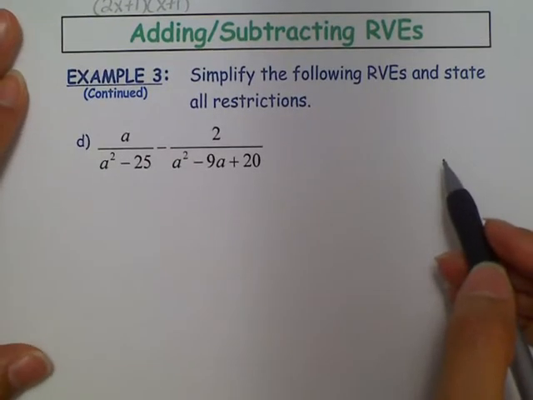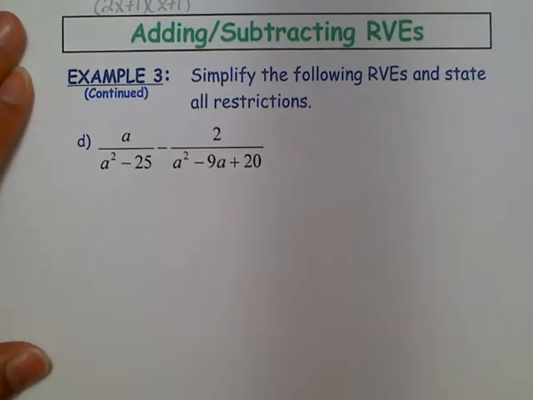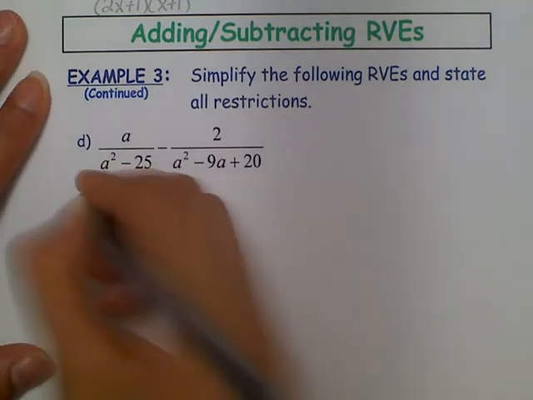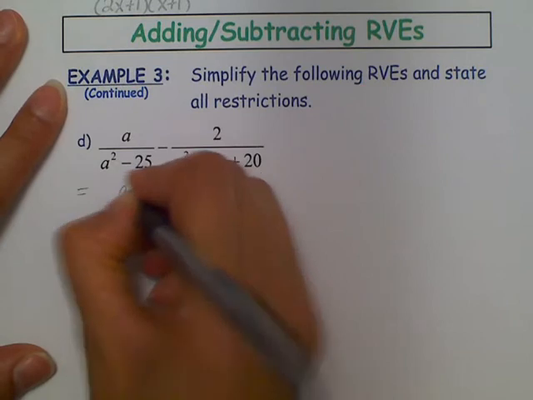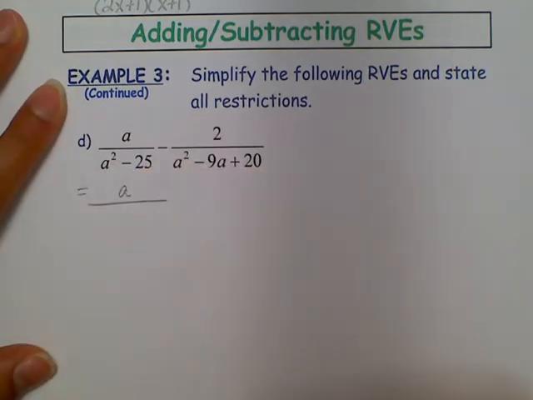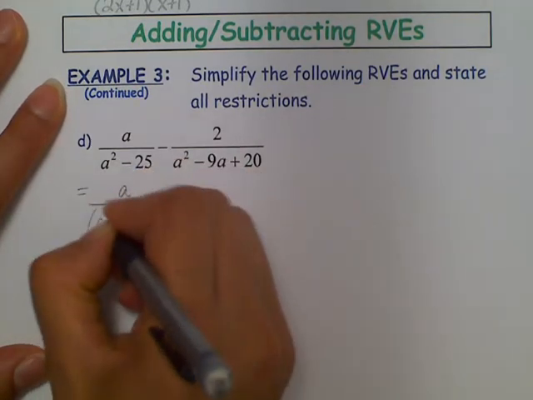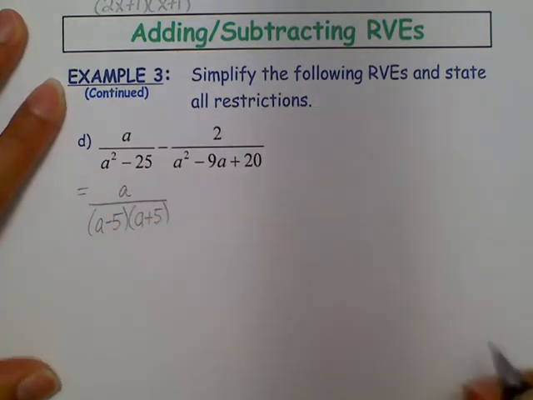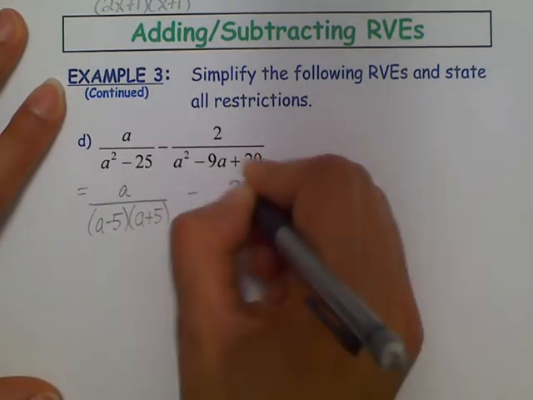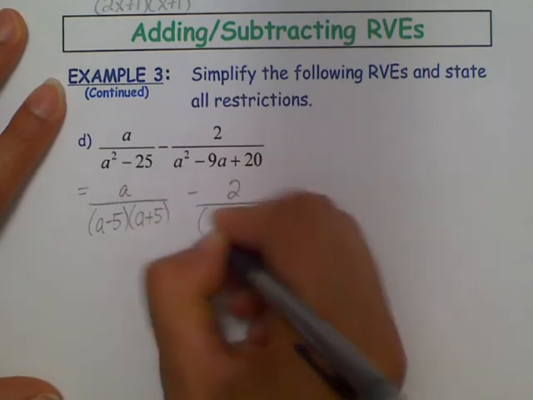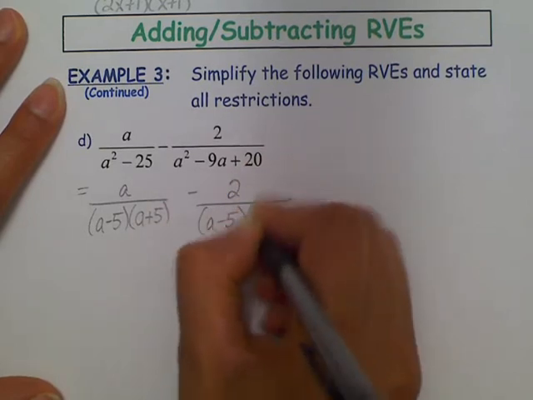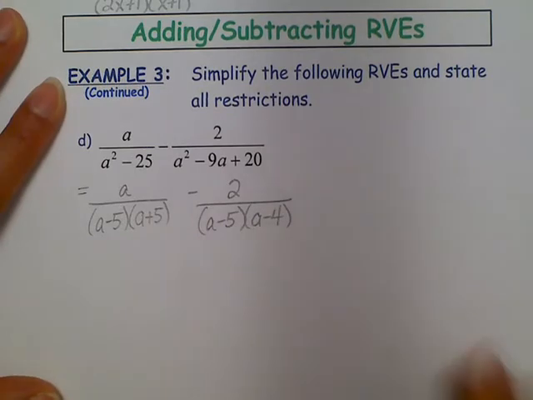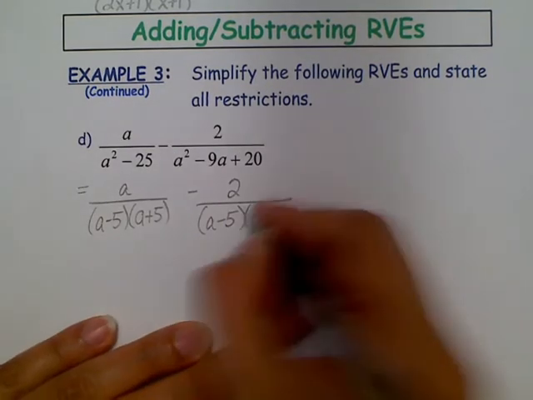Okay, our last example, we're going to simplify the RVE and state all restrictions again. So first step is to factor and then state all restrictions. So we have a over, we have a difference of squares in this case, so a minus 5 and a plus 5, minus 2 times, again factor this, you get a minus 5, a minus 4.